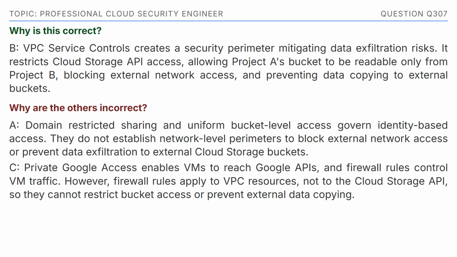C. Private Google access enables VMs to reach Google APIs, and firewall rules control VM traffic. However, firewall rules apply to VPC resources, not to the Cloud Storage API, so they cannot restrict bucket access or prevent external data copying.